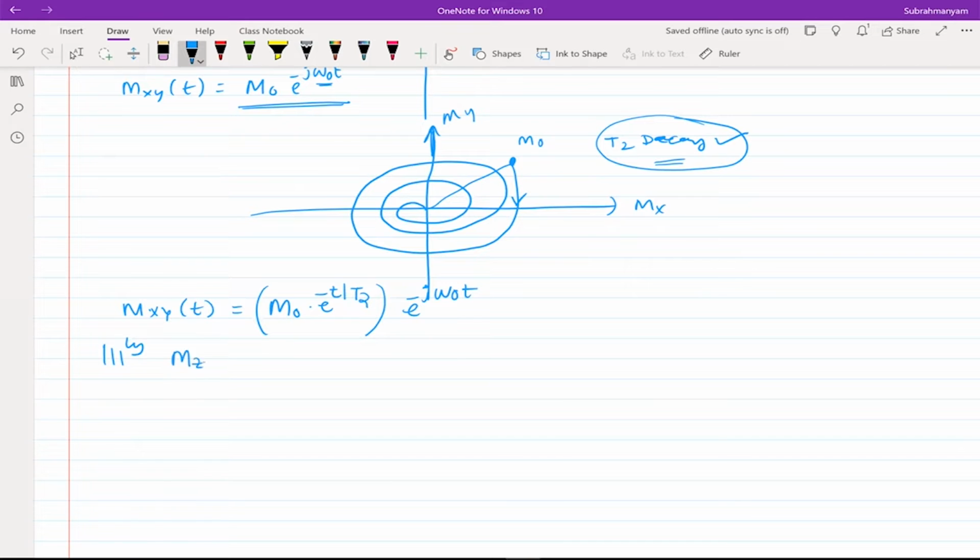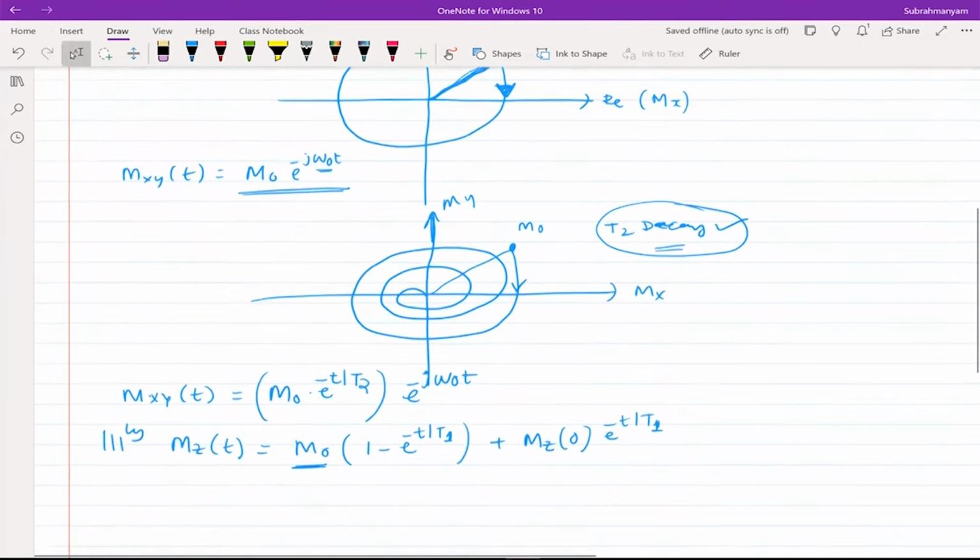Then, of course, we have worked out in the recorded video lecture, in similar lines, the value of mz of t. This value would eventually gain its value to m naught, which depends on the T1 constant. So you will get m naught into 1 minus e to the power of minus t by T1, plus if you have initially an mz value, that of course would decay with time. You could combine them and see it from a different perspective also, but this is good enough for now. This is what we have done in the first video lecture.